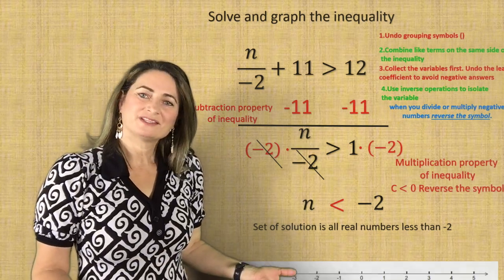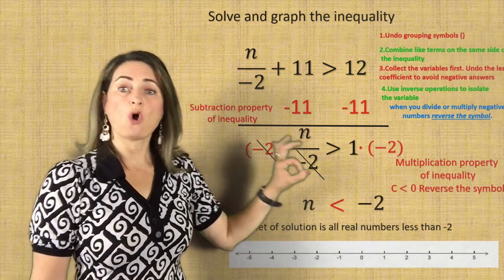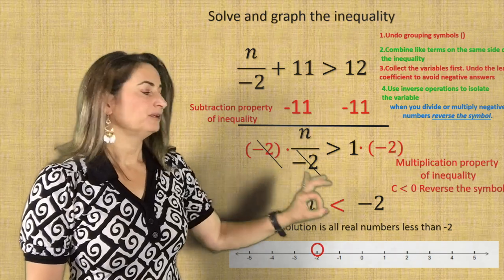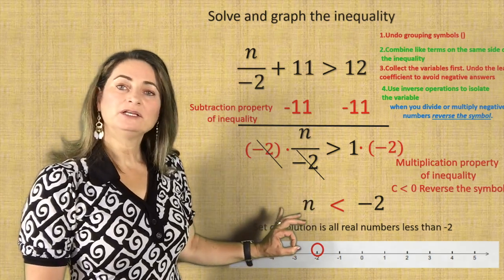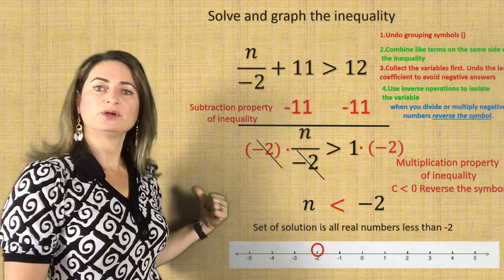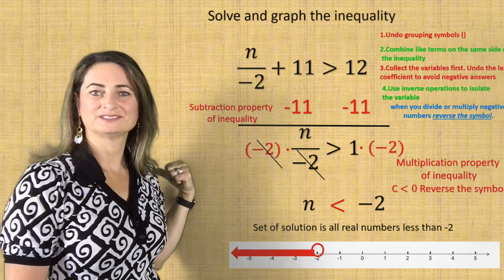Now, how do you graph this? Bring a number line and use open circle because negative 2 is not a solution, and put it on the number line. And now I need all real numbers less than negative 2. So the arrow should be pointing to all negative numbers less than negative 2 to the left.